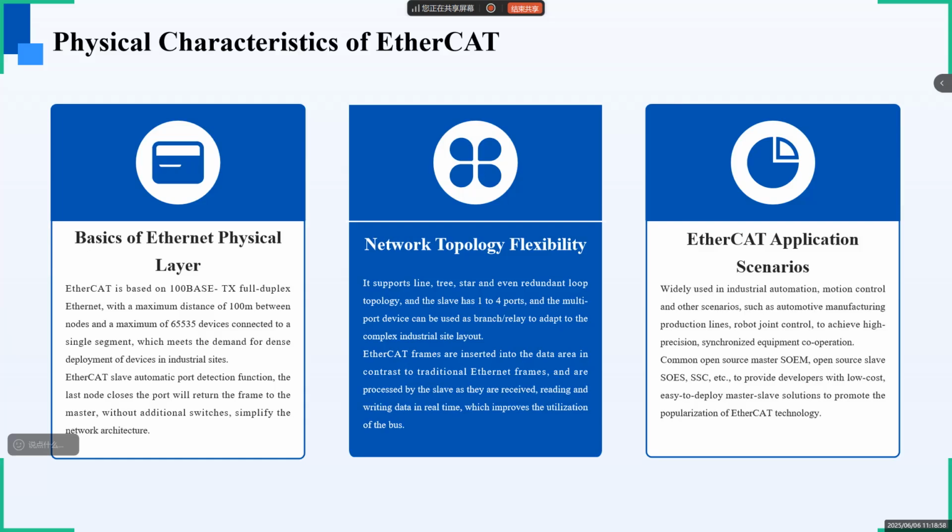Common open source main battle SO, open source United Front SOS. SSC, etc. provide developers with low-cost deployment memory battle solutions. Promote the popularization of EtherCAT technology.